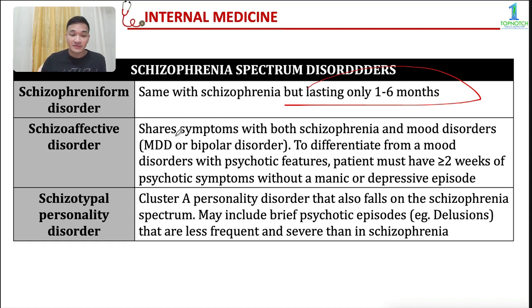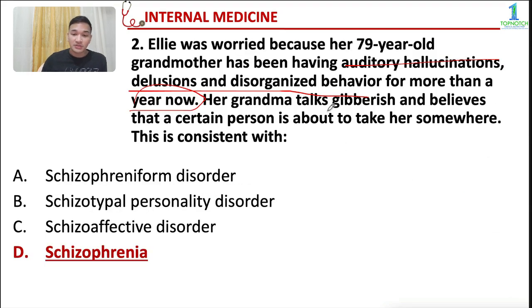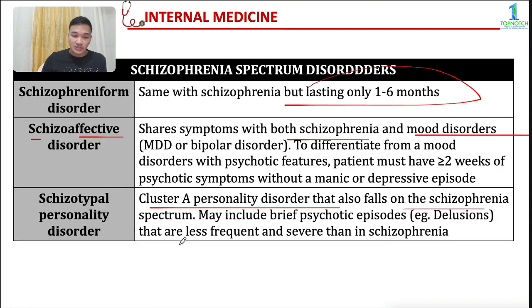And then schizoaffective is a combination of schizophrenia and mood disorders. Schizotypal personality disorder is a personality disorder that looks somewhat like schizophrenia. So in this patient, because of auditory hallucinations, delusion, and disorganized behavior for more than a year now, most likely it's schizophrenia. Nothing here says she has a mood disorder, so that's less likely though.